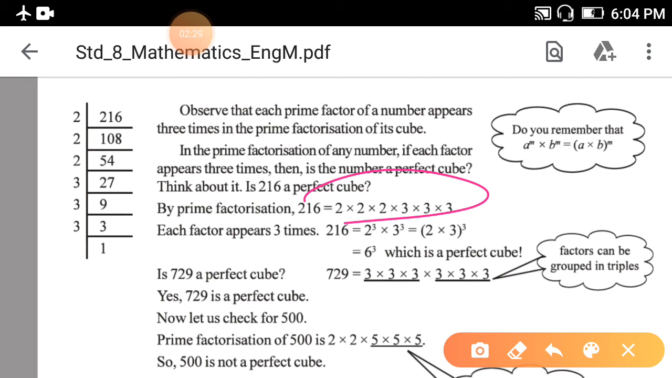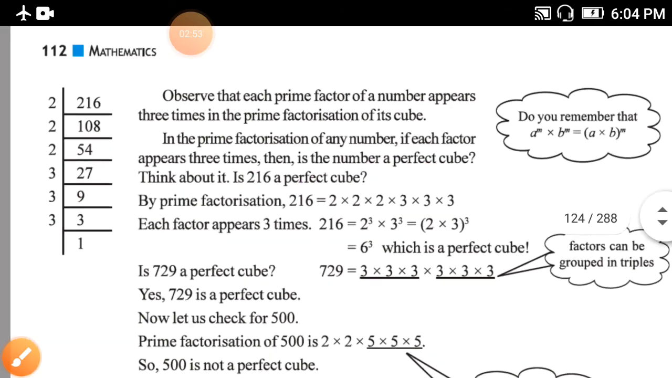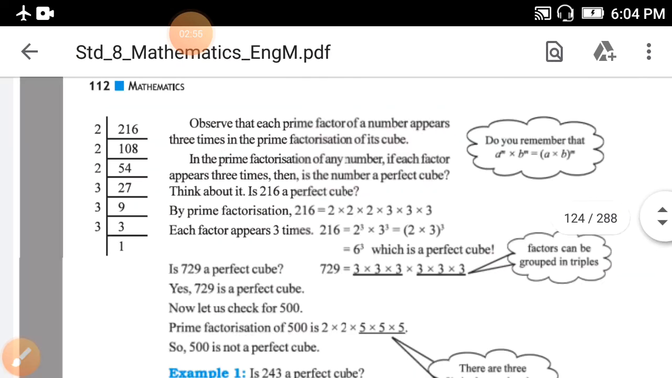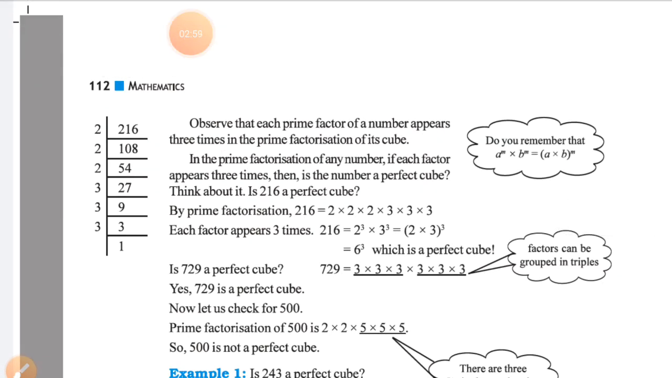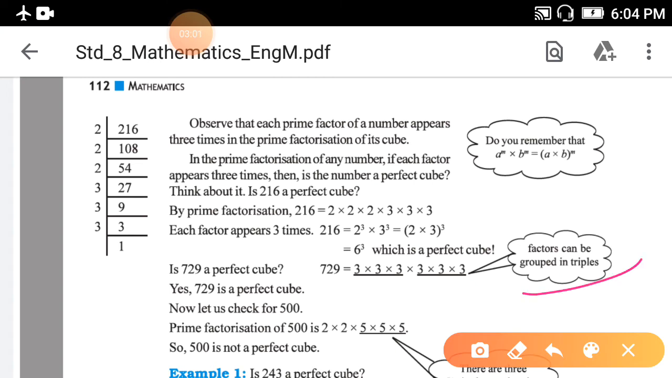And you have to make groups of these factors so that each factor appears 3 times. You must see that each factor appears 3 times. Here the factors 2 and 3 are given. Both factors appear 3 times. It means this 2 appears 3 times, and 3 also appears 3 times. When these factors are grouped in triples, meaning 3 times, then this can be a perfect cube.